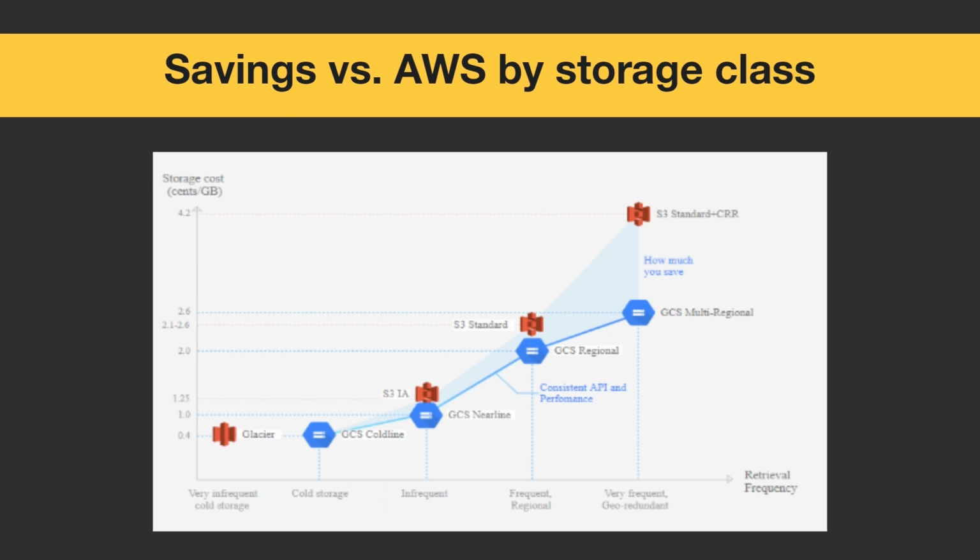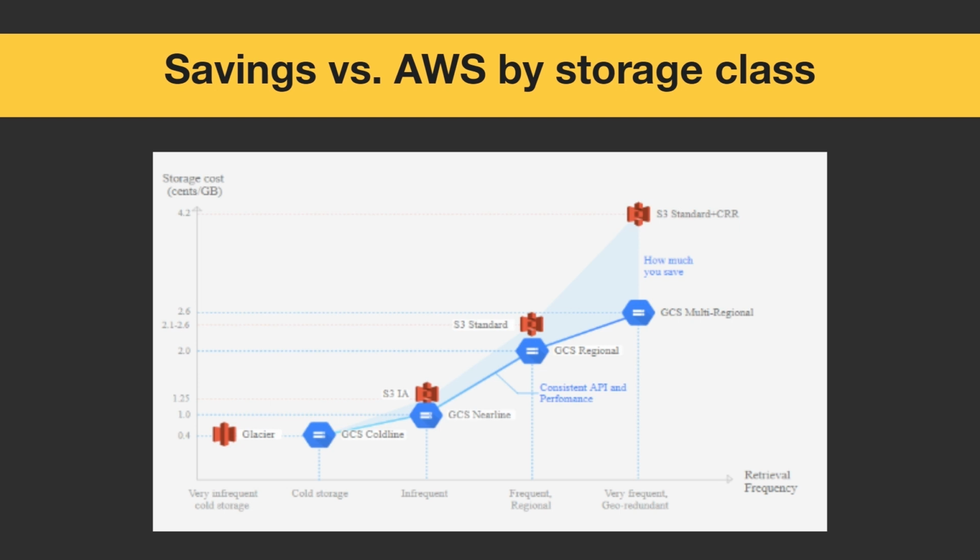Now let's talk about the savings versus AWS by storage class. If you compare AWS with Google Cloud, AWS has S3 Standard while Google Cloud has multi-regional. If you set up S3 Standard, we have the Google Cloud Storage regional service. Remember, AWS doesn't have any multi-regional service. CRR means cross-region replication. So S3 Standard plus CRR means S3 is set up manually to move the data from one region to another. This service is already available in Google, called multi-regional deployment.